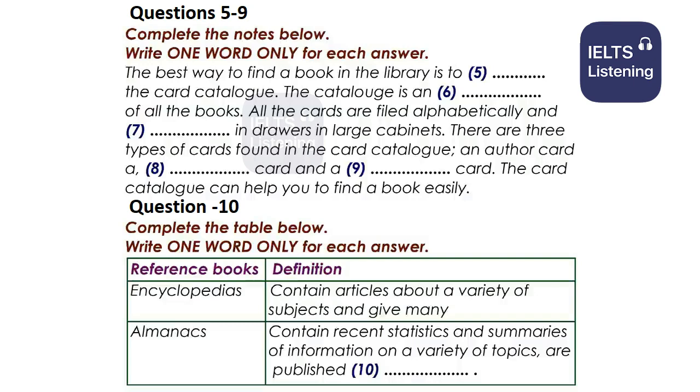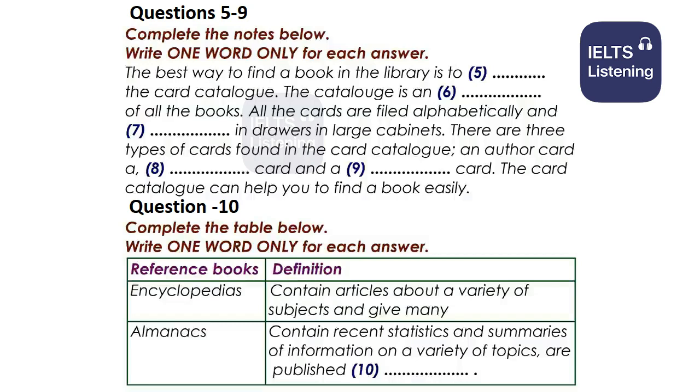Let's see some major types of reference books. First, dictionaries. Dictionaries are books that list and give the meanings of the words in a language. They also give the pronunciation of words in a dictionary which are listed alphabetically.